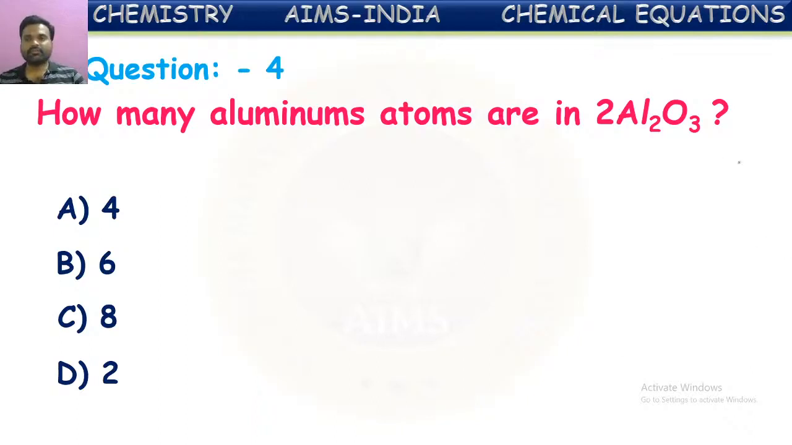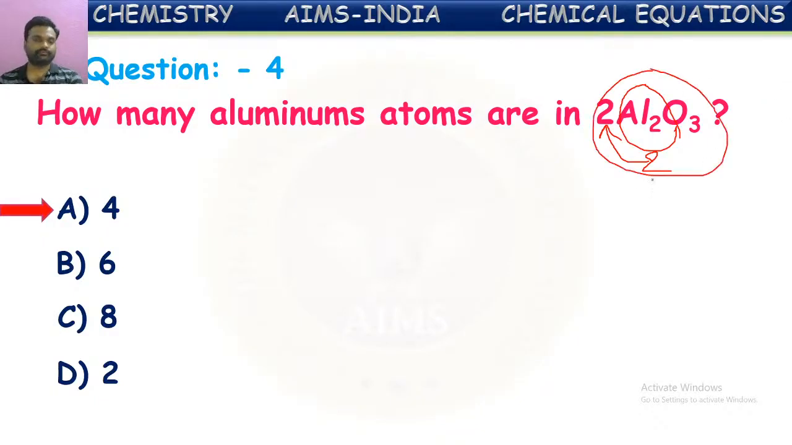How to count it? First we have to say how many aluminum atoms are there in each molecule. How many are there? 2 aluminum atoms. Then this number should be multiplied with the coefficient in front of the molecular formula. Then we get the total number of atoms of that particular element present in the total given. So that will be 4. Very good. Most of you have given the correct answer. It is 4. 4 aluminum atoms are there overall in the given compound.